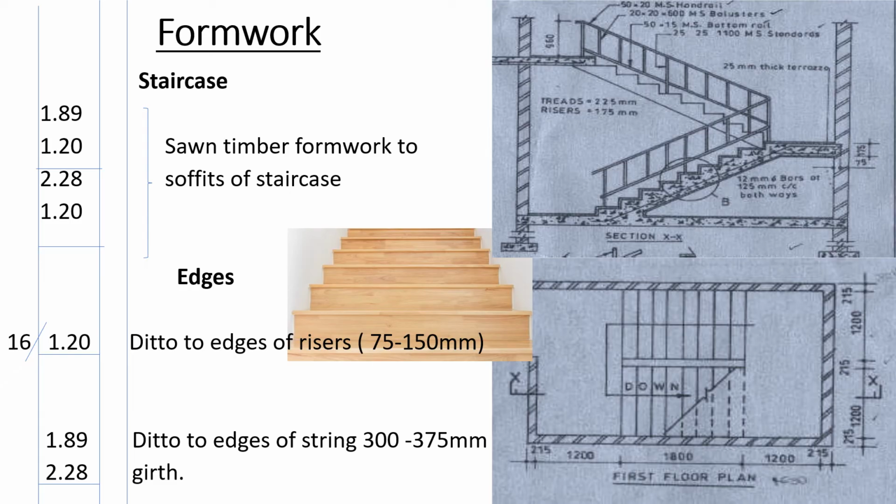The string was 1.89, and then the other one is 2.28. So we say ditto to the edges of string, that is 300 to 375 millimeters girth. So that is how we deal with formwork.